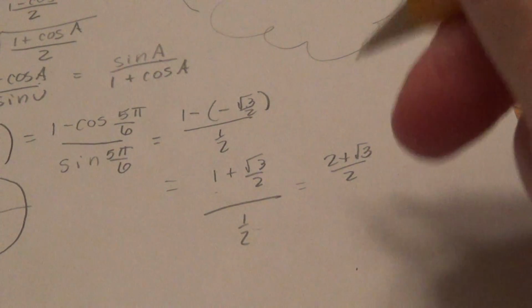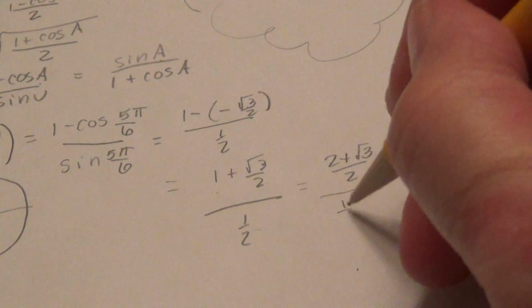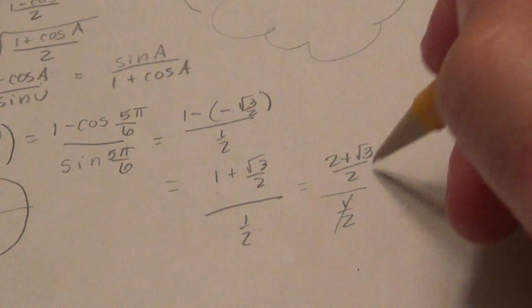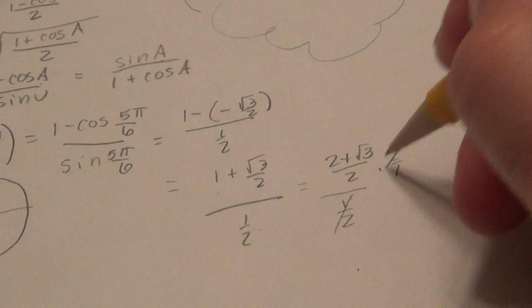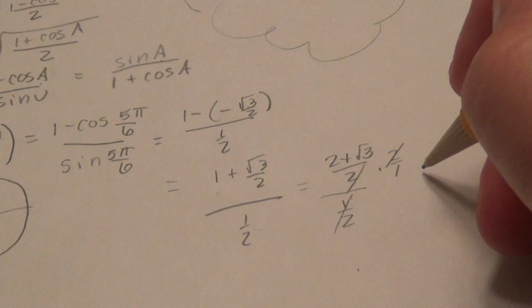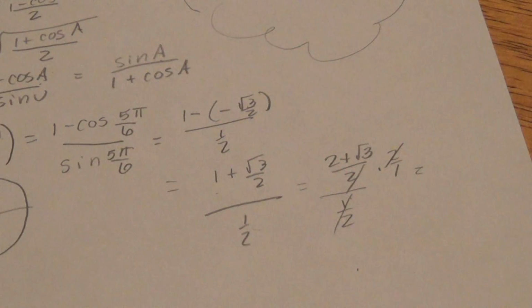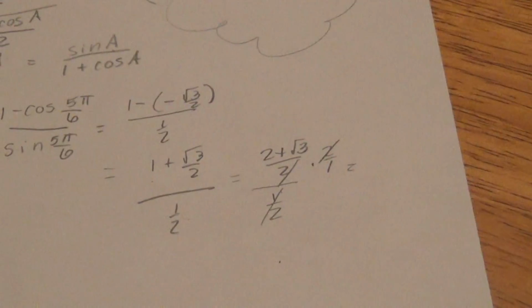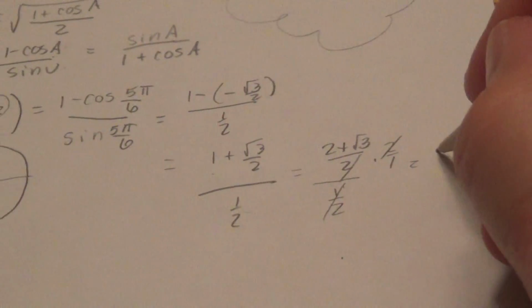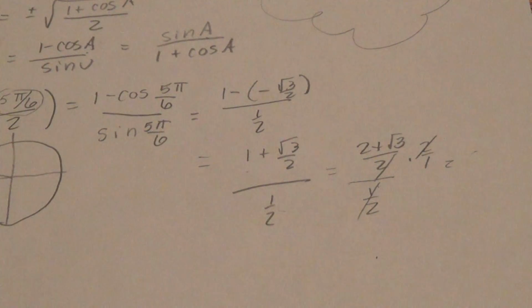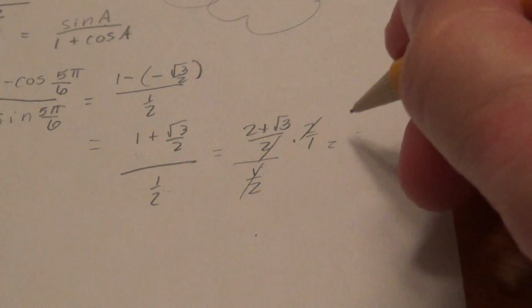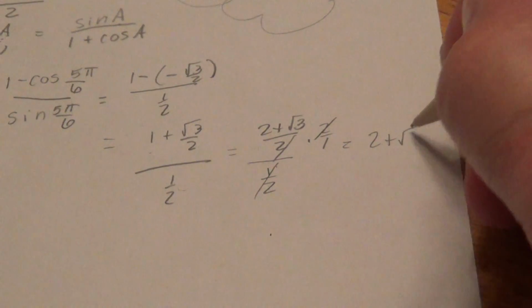Again, that's algebra from your past. When I flip the 1/2 and multiply, those 2's will cancel, creating a 1, which I no longer choose to write. And that's 2 plus the square root of 3.